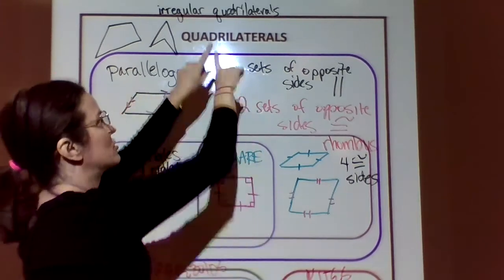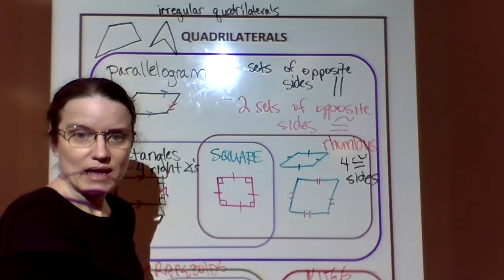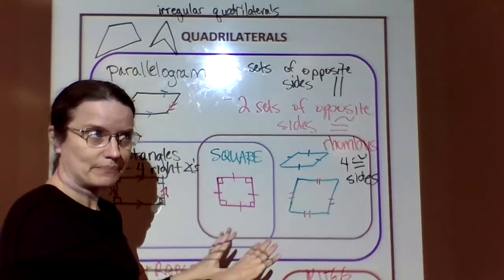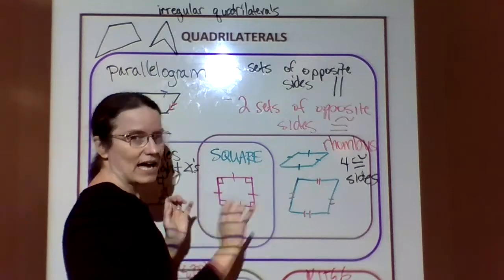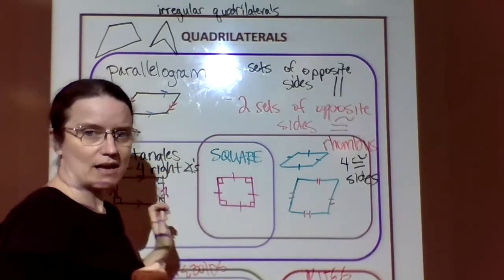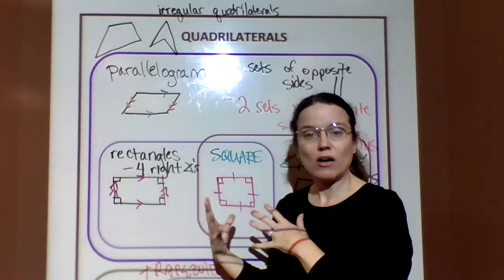It's got 4 sides, so it belongs in the biggest box. It's got 2 sets of sides parallel, so it's a parallelogram. It's got 4 congruent sides, so it's a type of rhombus. And it's got 4 right angles, so it's a type of rectangle. And so we call this a square.